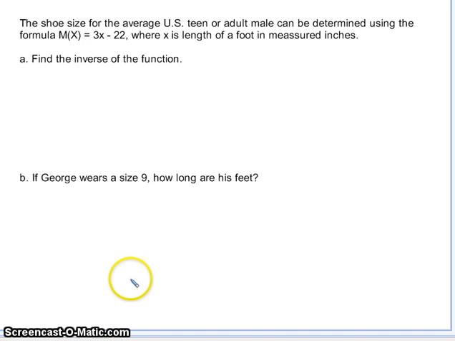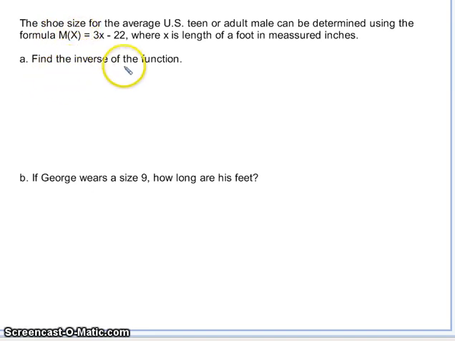We're going to do a quick word problem, and then if I have a few more minutes, we might go back and do a review of just a couple more problems in determining whether or not two functions are inverses of each other. But if we look at this particular word problem, it says the shoe size for the average U.S. teen or adult male can be determined using this particular function, where x is the length of a foot measured in inches. So x is going to be the length of our foot. M of x then will be our shoe size.